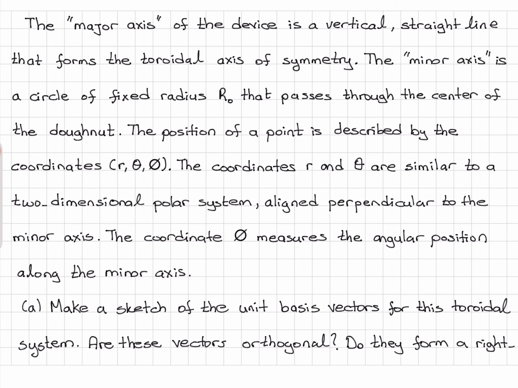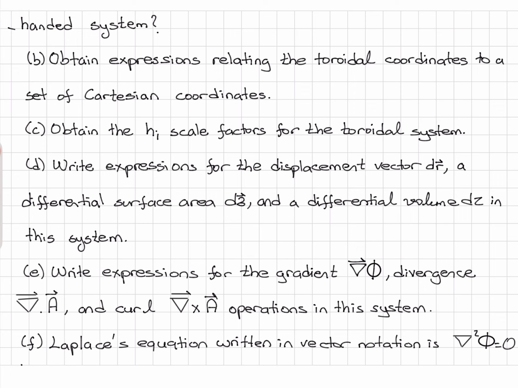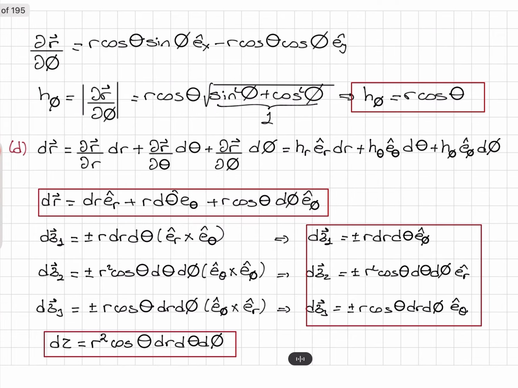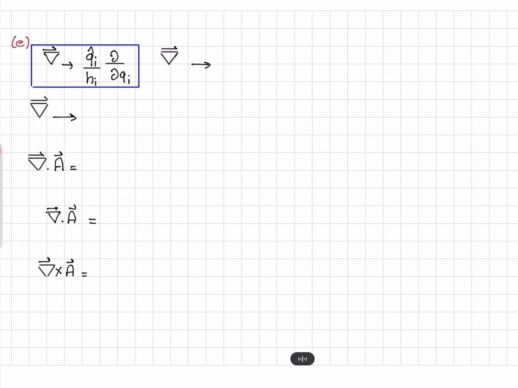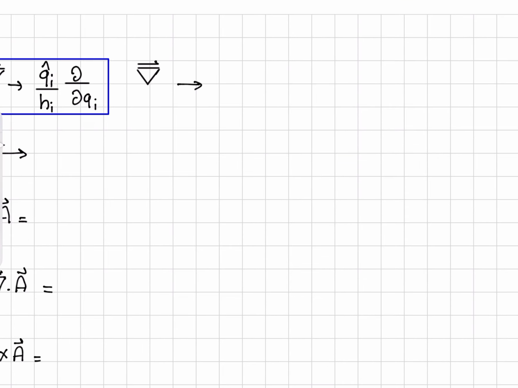Now we're going to do part E. Write expressions for the gradient, divergence, and curl operations in this system. Because we already obtained the scale factors in part C, we can do this. Now the gradient operator is the sum of q_i hat divided by h_i times del del q_i. So basically we have to write the unit vectors, e_r hat divided by the scale factor h_r, del del r.